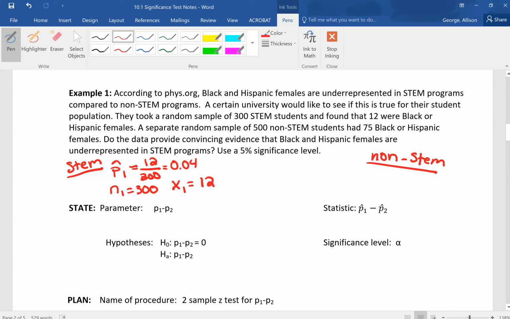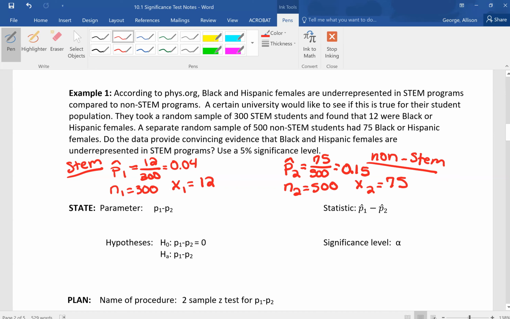Alright, then for non-STEM, that's going to be my P hat 2. So it's going to be 75 over 500, which is going to give us 0.15. N2 is 500, and then our number of successes is the number of times it was true, so it was 75. That's all the information we need to fill out everything else.